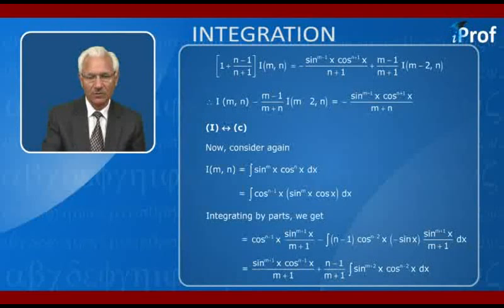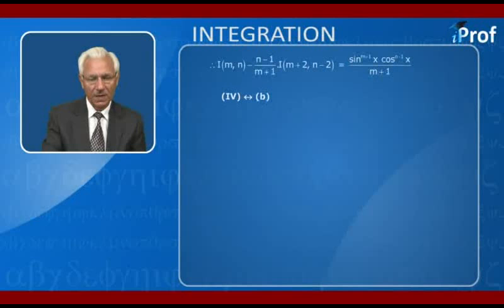into sin raised to power m plus 1 x upon m plus 1 dx, which simplifies to sin raised to power m plus 1 x cos raised to power n minus 1 x upon m plus 1 plus n minus 1 upon m plus 1 integral sin raised to power m plus 2 x cos raised to power n minus 2 x dx, which when transformed to Imn minus n minus 1 upon m plus 1 I m plus 2 n minus 2 equal to sin raised to power m plus 1 x cos raised to power n minus 1 x upon m plus 1, which shows that fourth is matched to B.